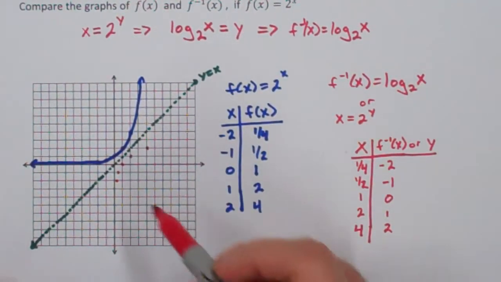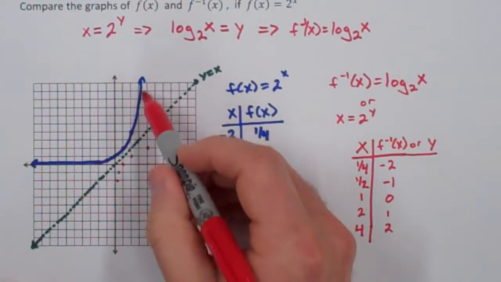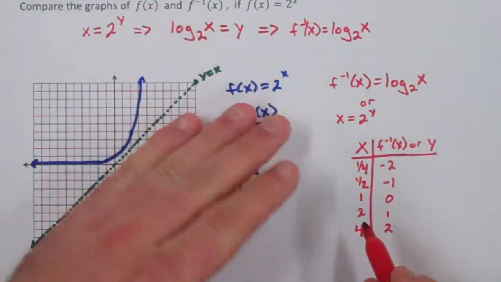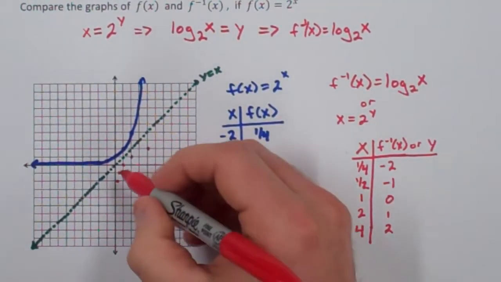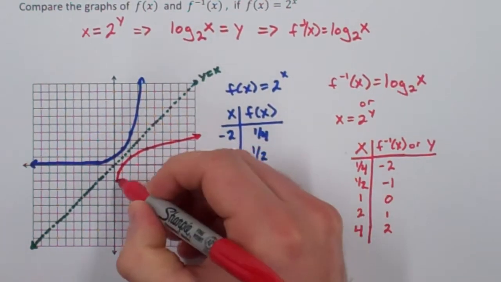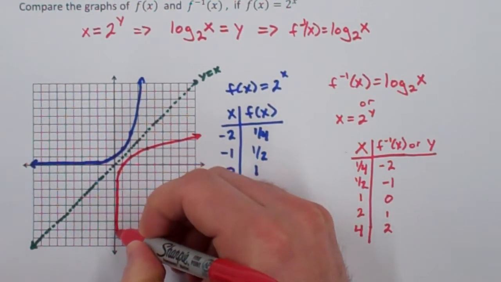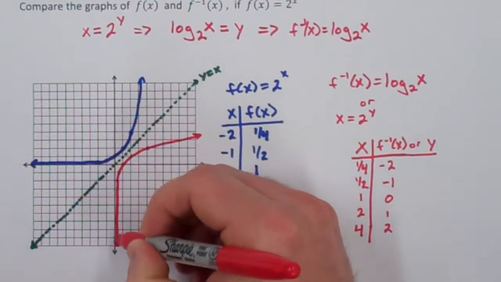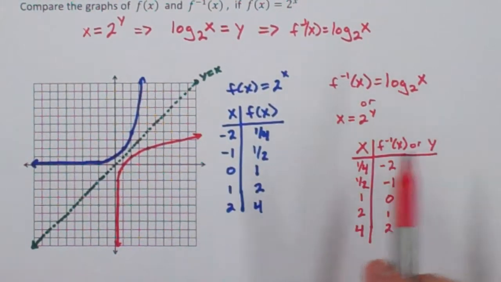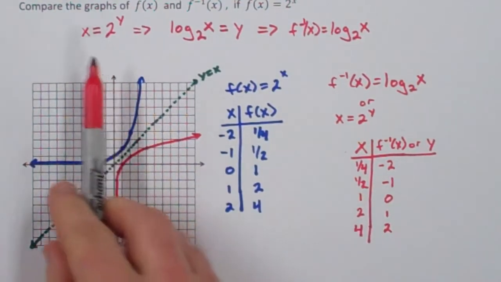And you're seeing here that this shape, this curve, is very similar. As a matter of fact, it's the exact same shape. It's just reflected over the line y is equal to x. So if we draw this, it's going to look a little bit like this. Keep in mind that this end of the graph will get very close to the y-axis, but it won't cross over. Remember that in this case, x cannot be negative.